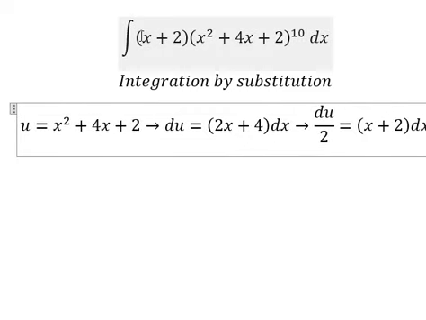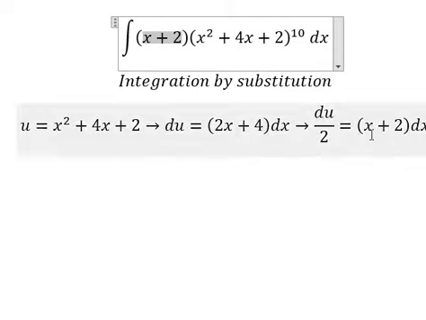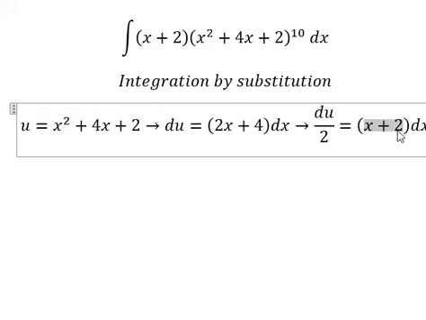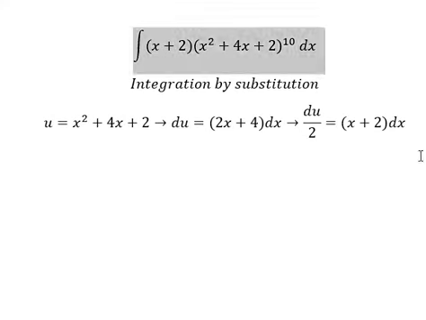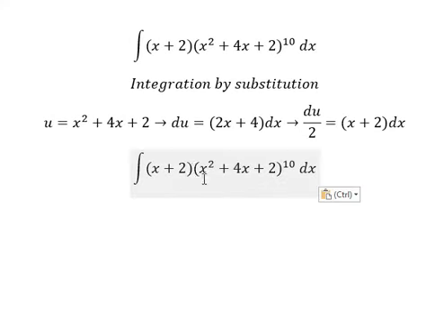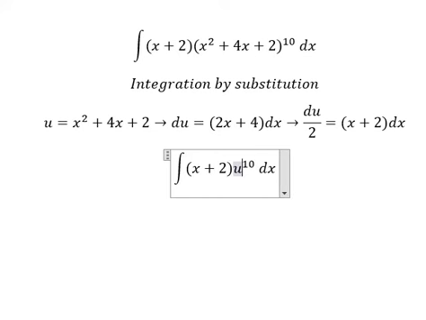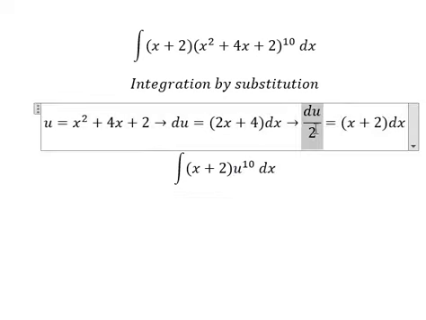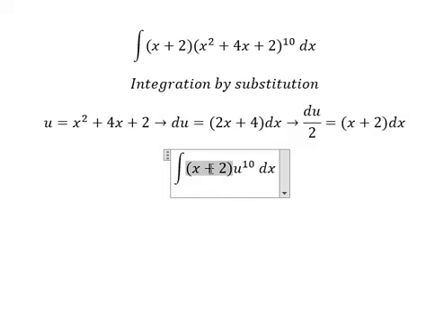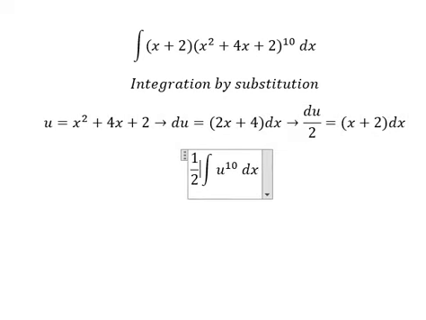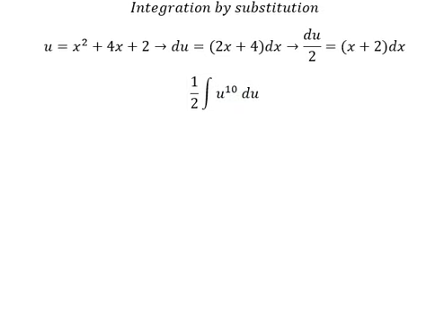So we see that we have x plus 2 and x plus 2 in here. This one we change by u. x plus 2 dx we change by du over number 2. And now we have the formula in here.